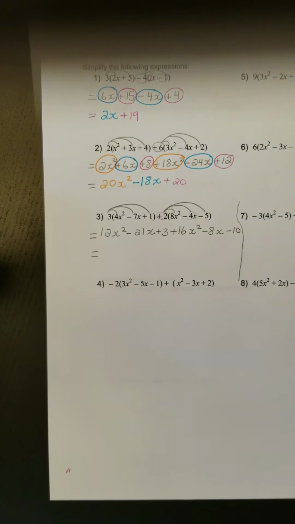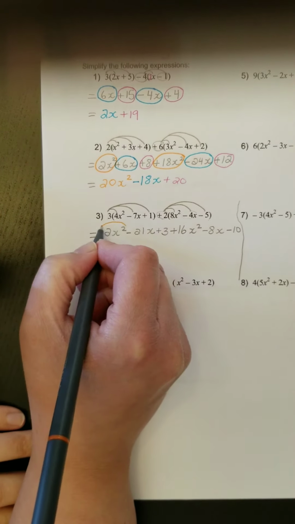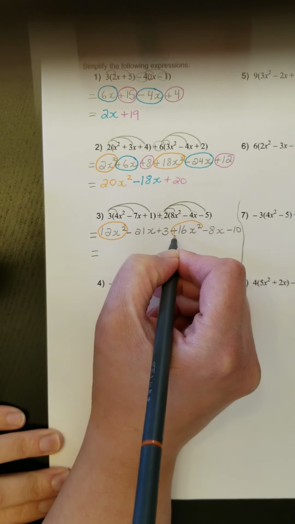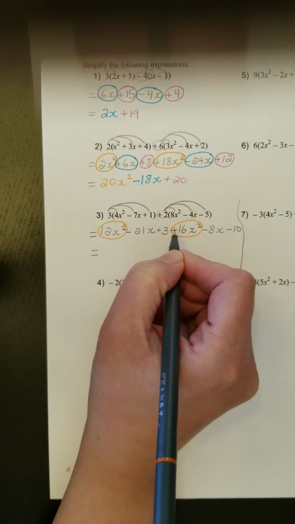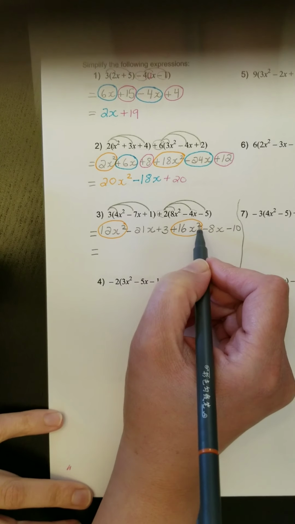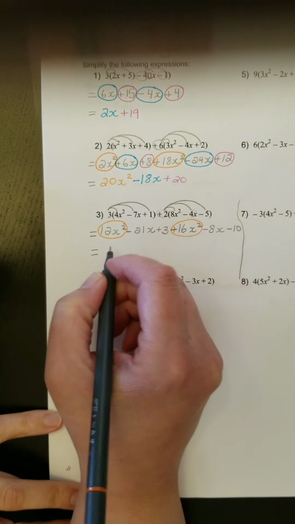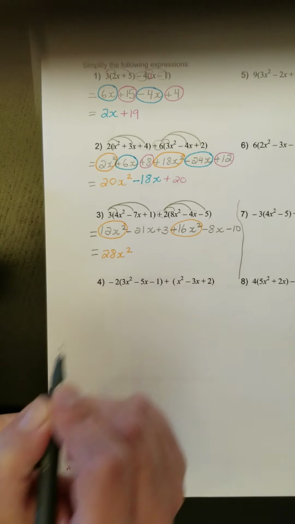So now looking for your like terms. I see that I have 12x squared plus 16x squared. So it's the sign in front of the 16 that tells me I'm adding on the 16x squareds. So I have 28x squared.